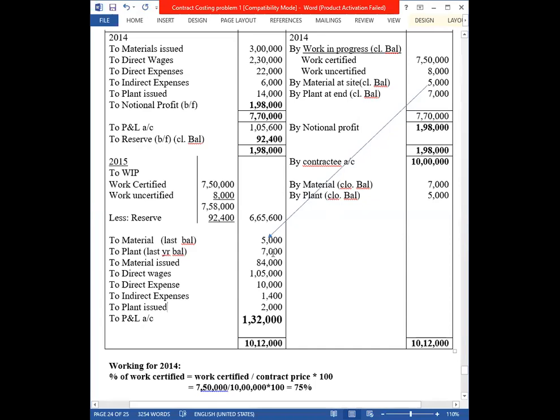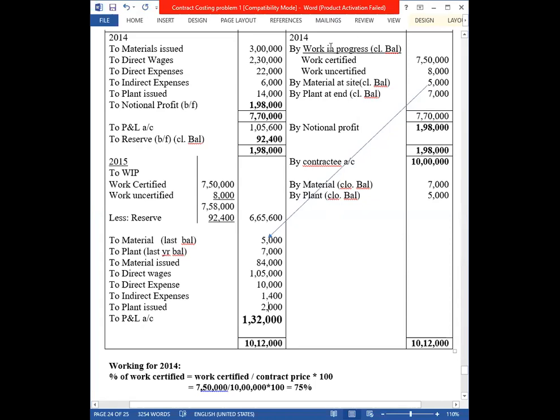Okay, so that's why you can see that they have purchased only a small amount of plant. Last year it is 7,000. This year further they want some materials and plant, which they have purchased and used. Okay, so I think so. This is the contract account. What is the new in this means?